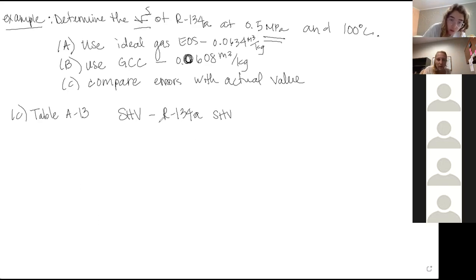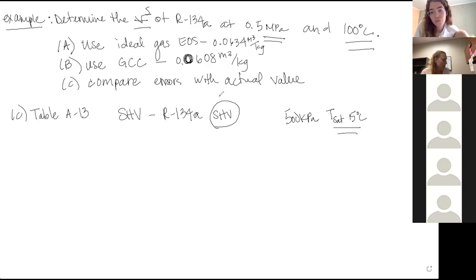Another way that we know this is if we look at our saturated liquid vapor region. If we look at this table at 500 kilopascals, which is 0.5 megapascals, our saturation temperature is 15 degrees Celsius. And we are at a way higher temperature than 15 degrees. So we're going to be in the superheated vapor table, which is the next table over, table A13.